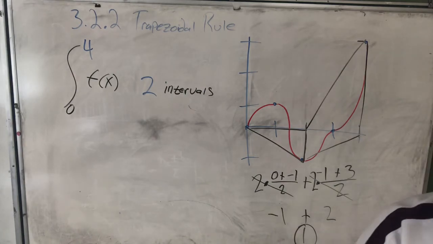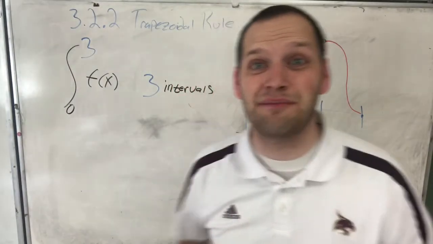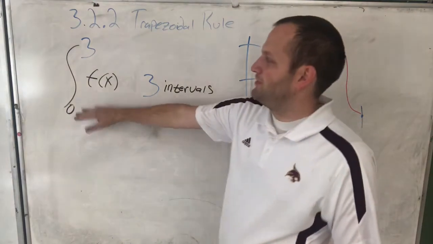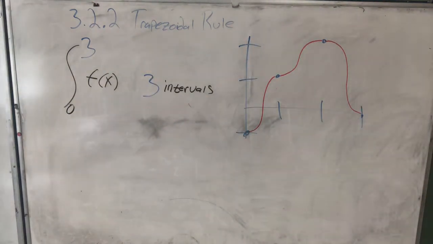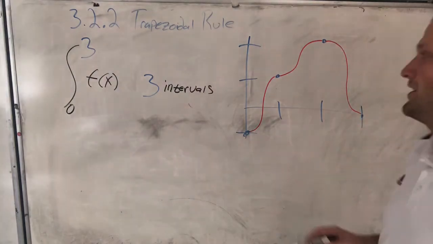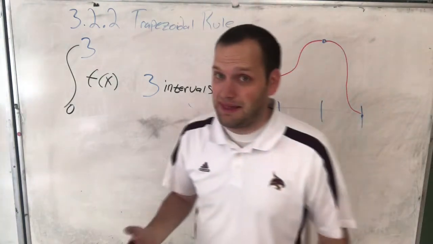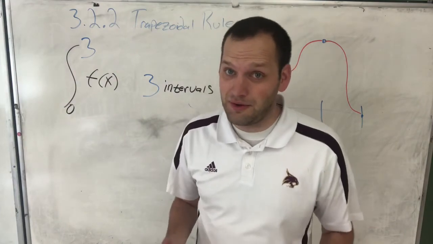Let's try another one. Alrighty, here we go. This one is your time to shine. We want to integrate from 0 to 3 using 3 equally spaced intervals. What would the answer be? Okay, you should have the answer now. If you don't, pause the video and give it a try, okay? This isn't hard math. I know you can do this, all right?